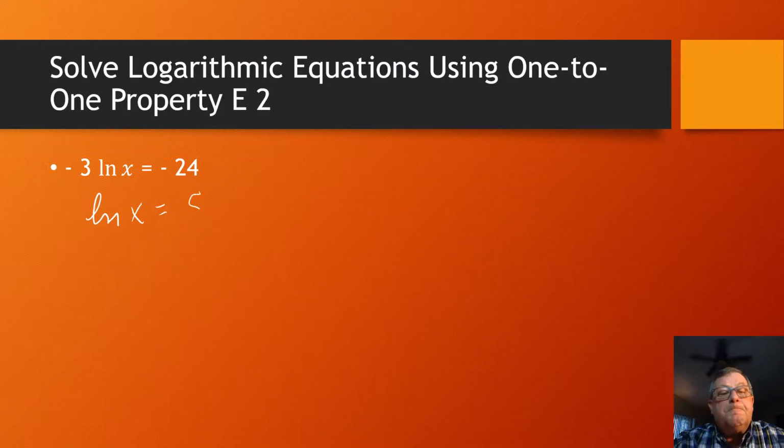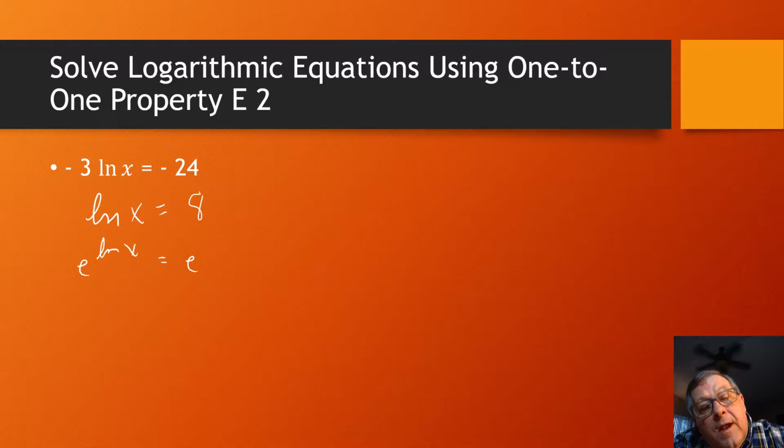which is 8. Now, I can exponentiate both sides, and I need to do it to both sides, because we know algebraically what we do to one side of the equality, we've got to do to the other. If I do that, I can cancel out this natural log. So we've got e raised to the power of ln of x is now equal to the natural base of 8.